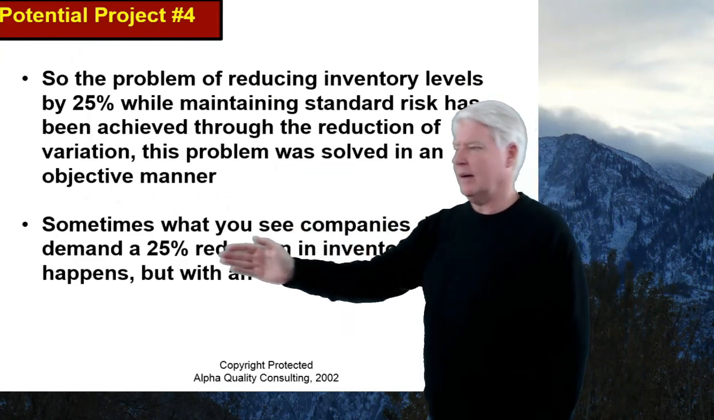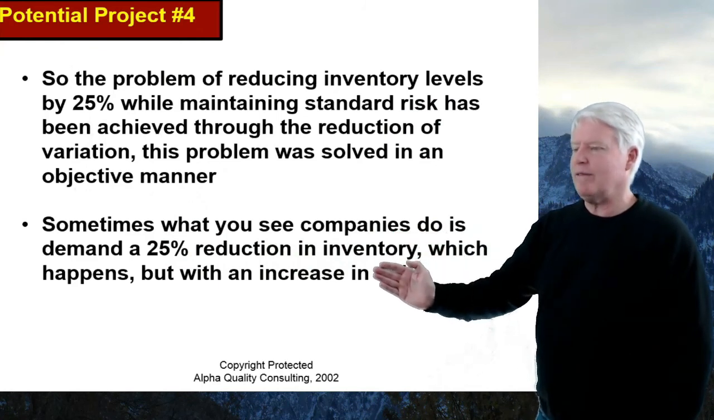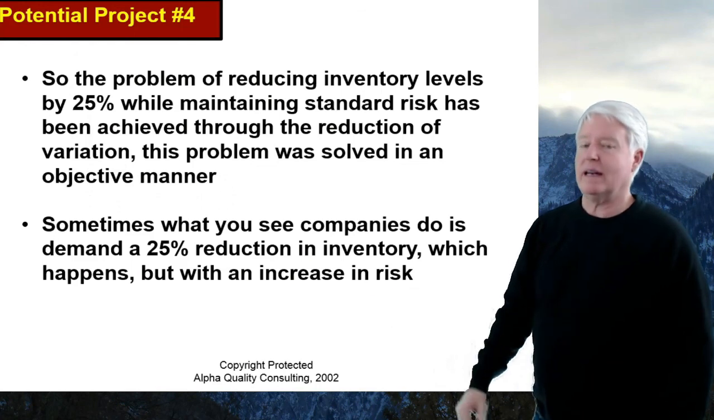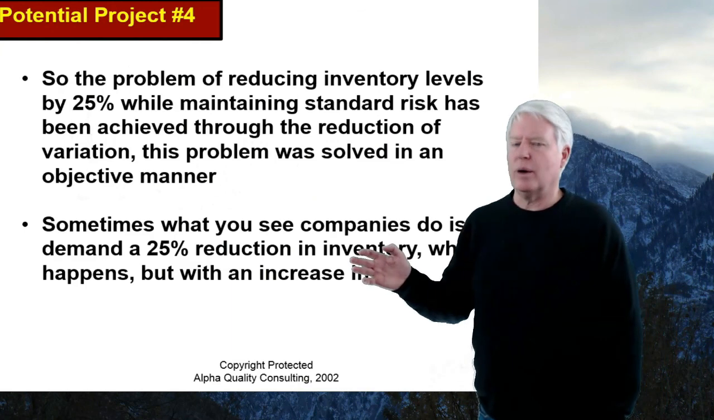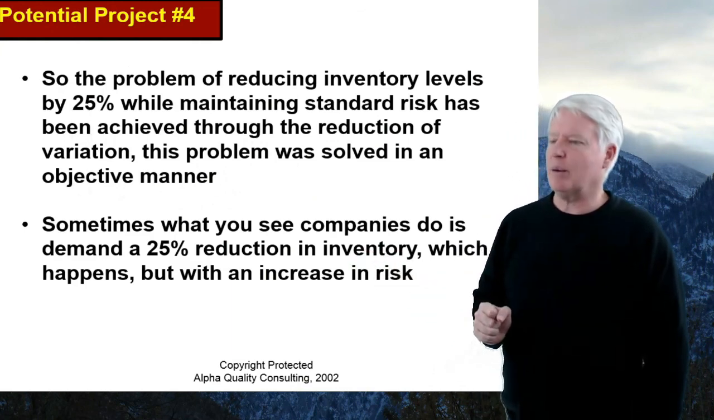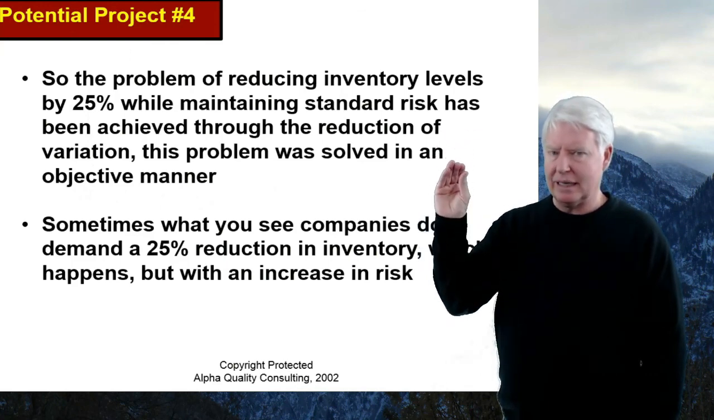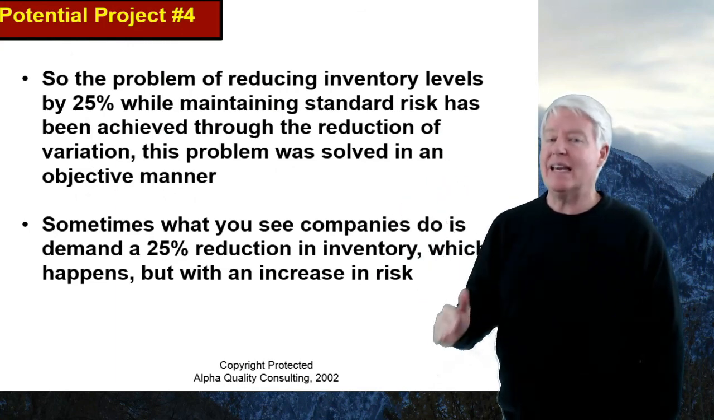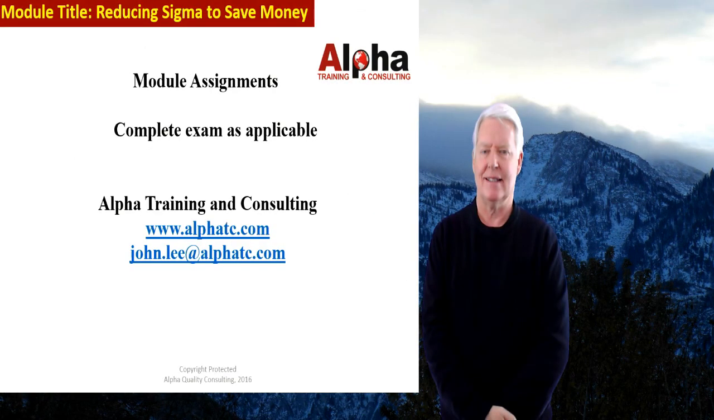Sometimes, this is what I was kind of alluding to here, sometimes what you see companies do is demand a 25% reduction in inventory, which happens, but with an increase in risk. And then they're mad because they weren't able to meet their commitments, and then everyone gets punished as a result. That's not how you want to do it. You want to do the lean activities first, reduce variability in time, reduce the need for inventory by 25%, then cut inventory by 25%, and it takes you back to your standard.